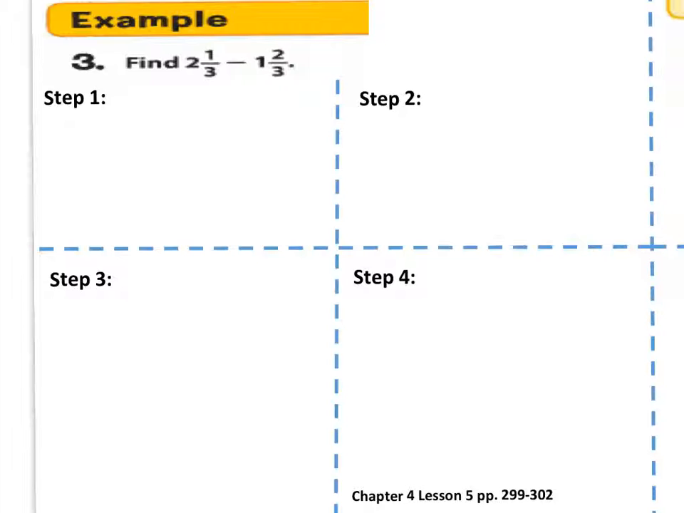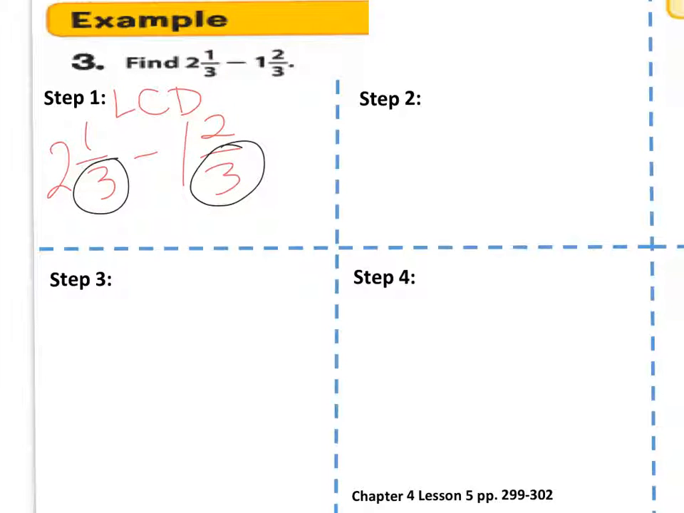Now for our final example, we have 2 1/3 minus 1 2/3. In this case, we do have an LCD of 3. So the common denominator is 3, and we can keep it that way. We don't have to change anything since they are the same denominator. But I notice that this time I cannot subtract the two fractions from each other because I have the number 1 in the numerator and the number 2 in the numerator, and 1 is a smaller number than 2. So we're going to use the borrowing method.